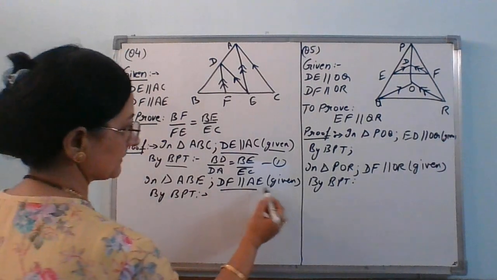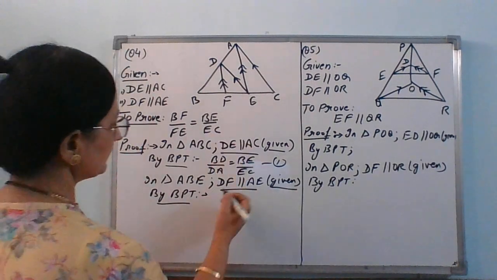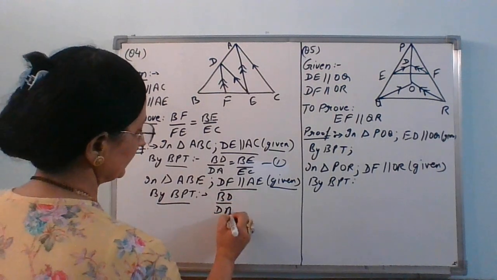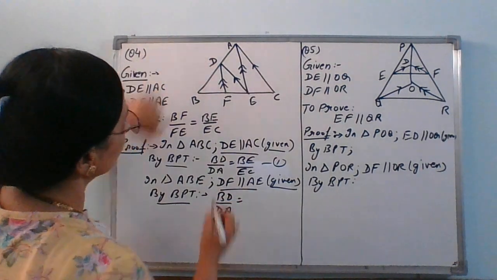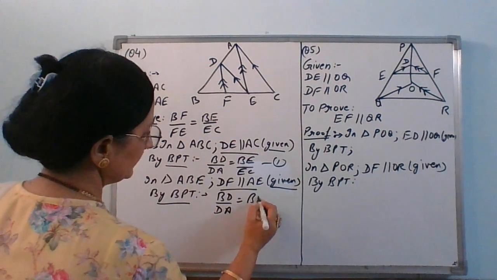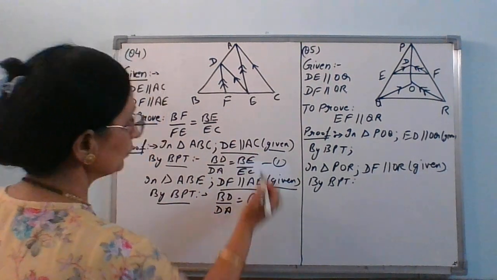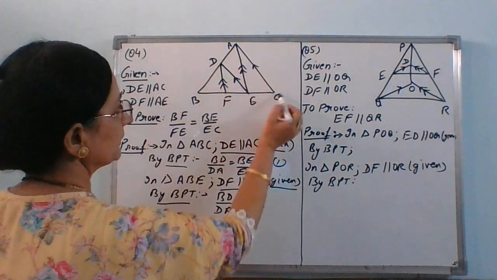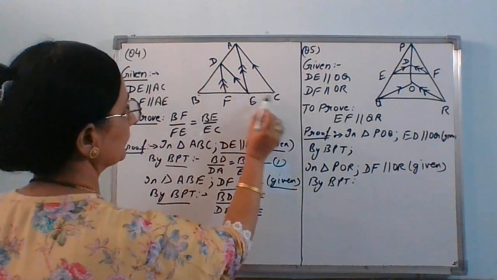What is parallel? DF is parallel to AE. It is given, so by BPT, the sides will be in ratio. Which sides will be in ratio? BD upon DA will be equal to BF upon FE. Why FE? Because we are considering this triangle only. Earlier we were considering the bigger triangle, so BE upon EC, right?